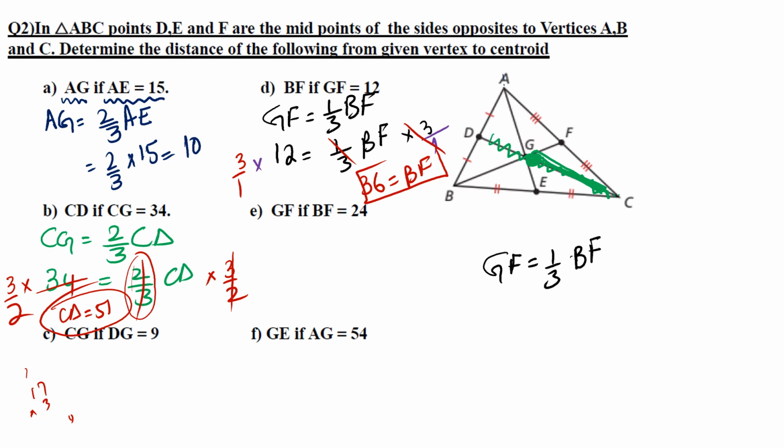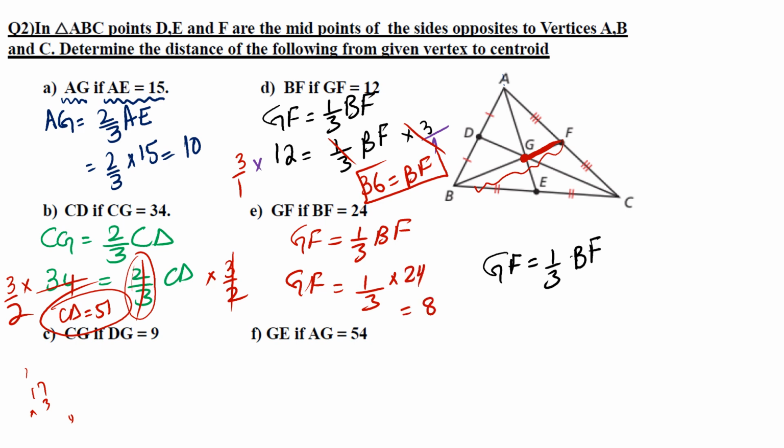Okay, so next question. Now find out GF if BF equals 24. So where is GF? Let's try to understand where our GF is. Here is our GF, which is coming from the center to the median point, and it has a relation with the BF, the whole line, right? So actually the GF is 1/3 of BF. And what is GF? We have to find out. It's so easy. 1/3 of BF is 24. So the answer is 8. Next question.